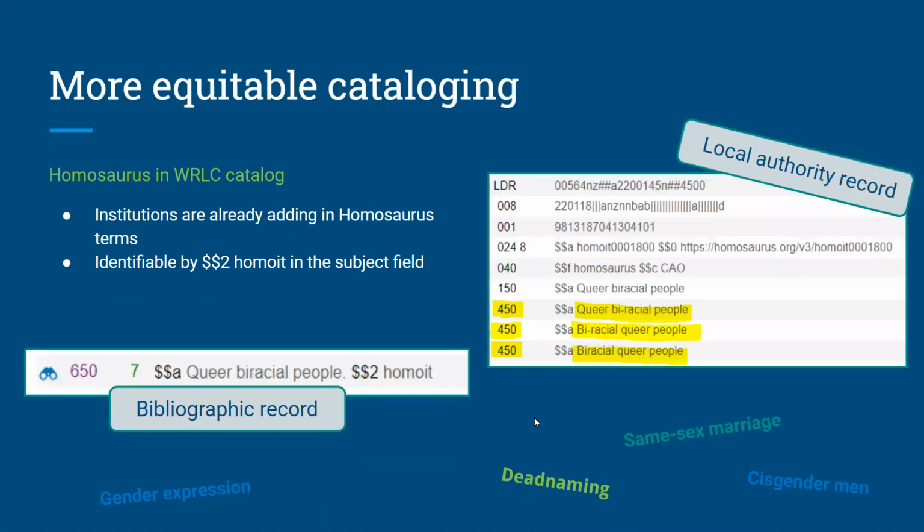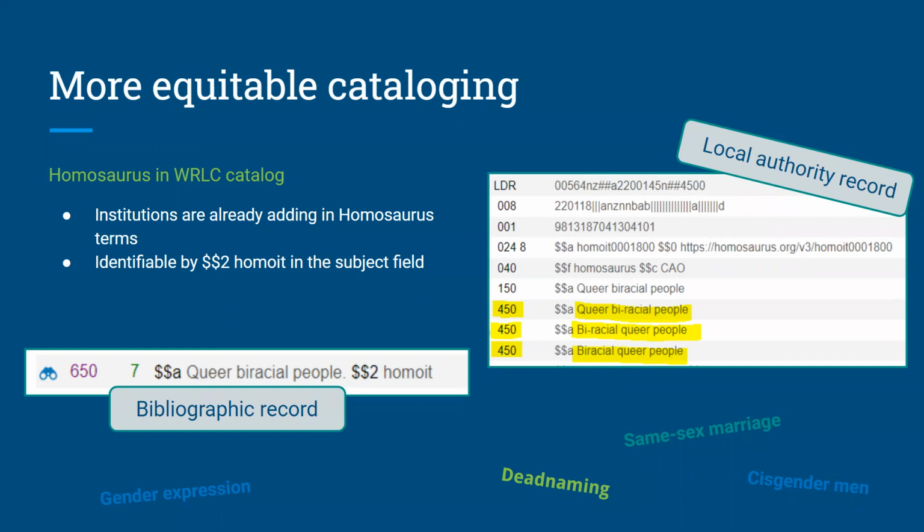So let's take the term queer biracial people as an example. This is a real subject heading that is part of the Homosaurus vocabulary. As you see on the image on the left-hand side, this is a subject heading in a 650 field of a bibliographic record. Now that we've added Homosaurus authority records to our network zone, this subject heading is linked to its respective authority record, which you can see on the right-hand side of the screen.